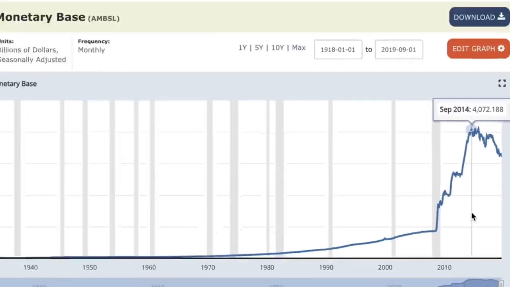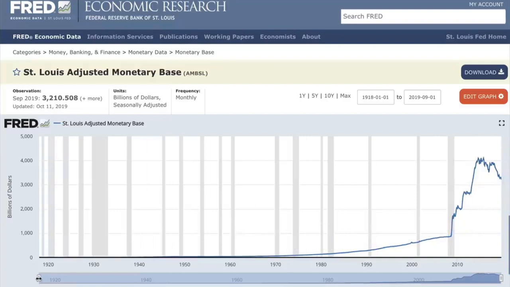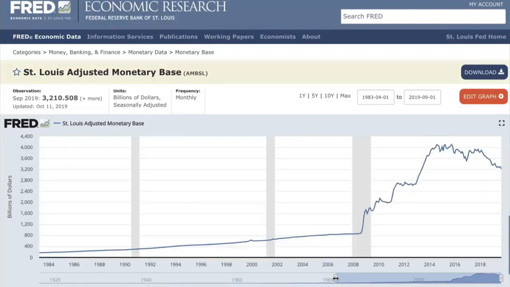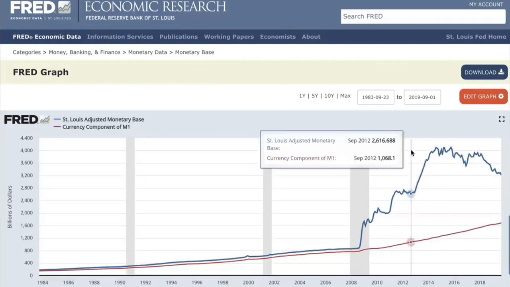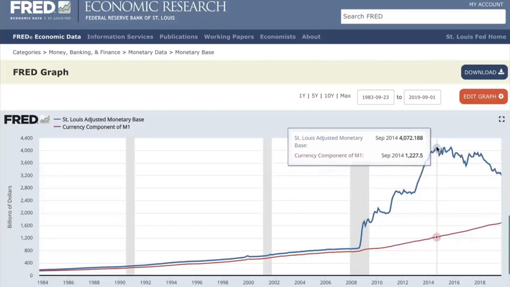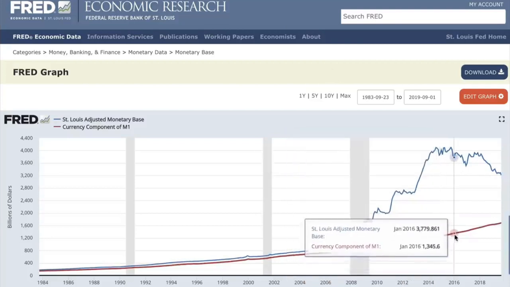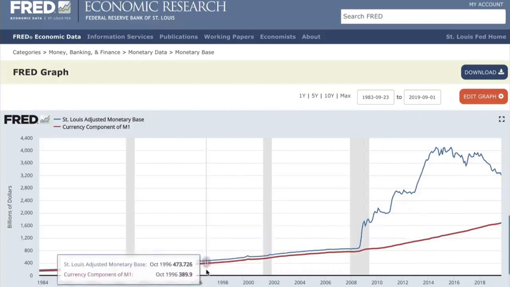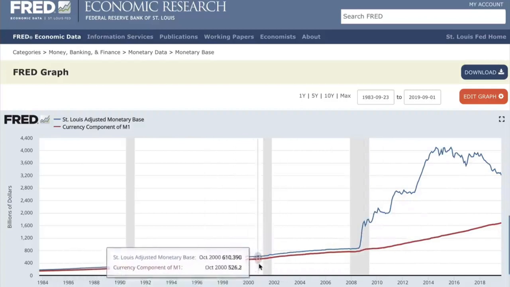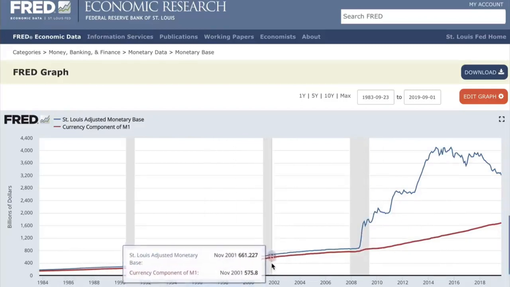$4.1 trillion. Now I'm going to zoom up on this a little bit so that it matches up a little bit better with the next chart I'm going to show you. So there's QE1, QE2, QE3, topping out at about $4.1 trillion. The next chart is the same chart of base currency, but I've overlaid currency in circulation. So there's the Y2K bug and 9/11.